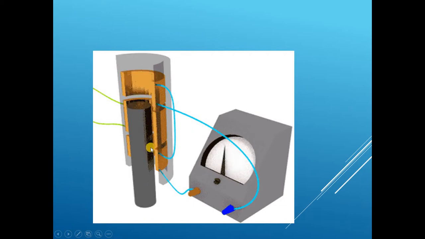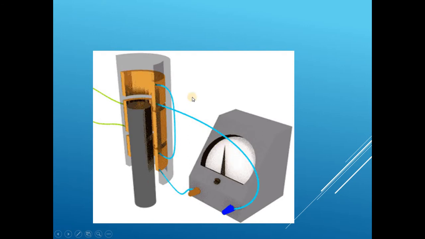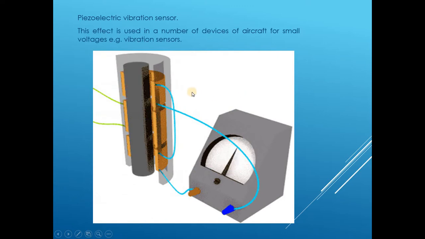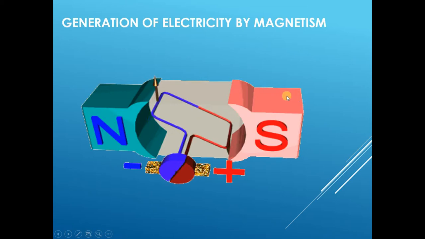When deformation takes place, this deformation is transferred into electrical energy, and this electrical energy is indicated in the cockpit, and the man sitting in the cockpit can observe how much deformation has taken place. So this piezoelectric effect is used in a number of devices of aircraft for small voltages, that is, vibration sensors. So the second method is generation of electricity by magnetism.